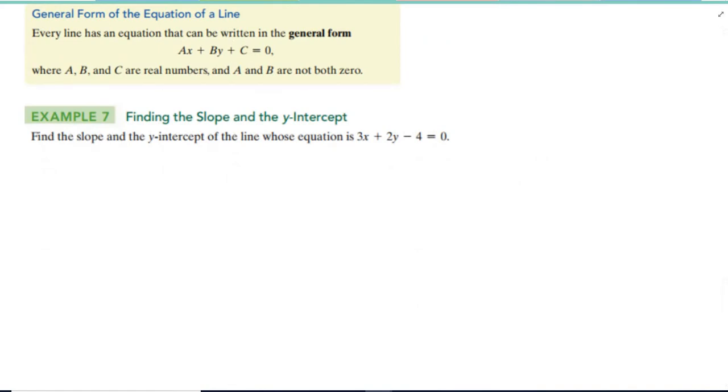So here we have another form. It's called the general form of the equation of a line. So we have ax plus by plus c equals 0 form. You can pause this video and write this down.